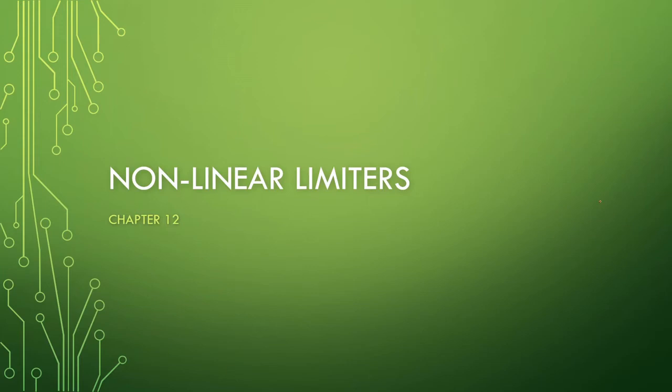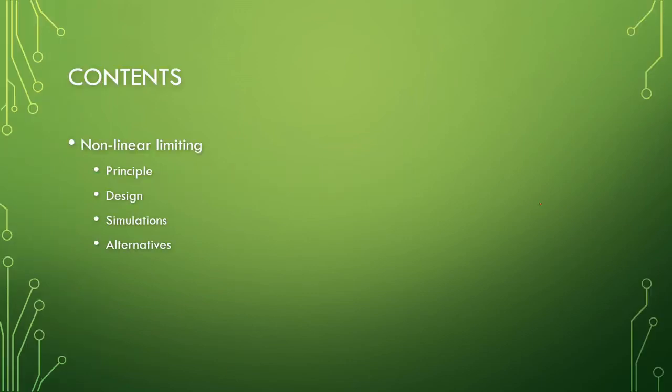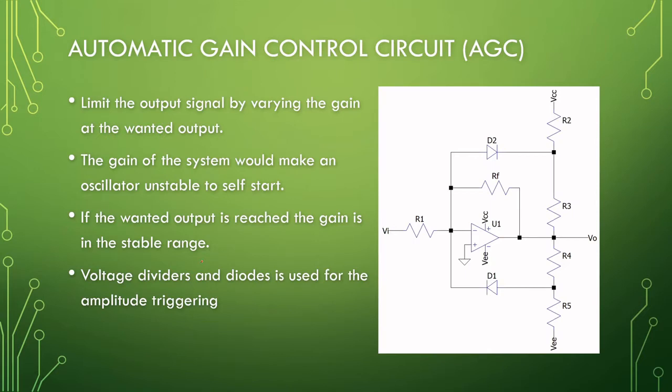Welcome to a video on non-linear limiters. In this video we will be looking at how non-linear limiters work, how we design them, do some simulations, and look at some alternatives. All of this we will be implementing on its own and on a Wien-bridge oscillator. Okay, so an automatic gain control circuit looks like this.